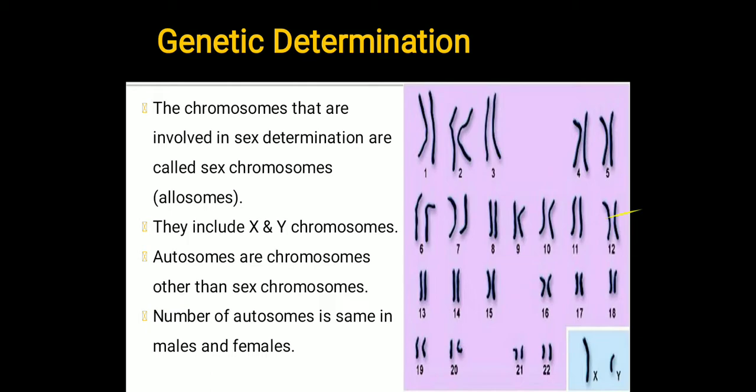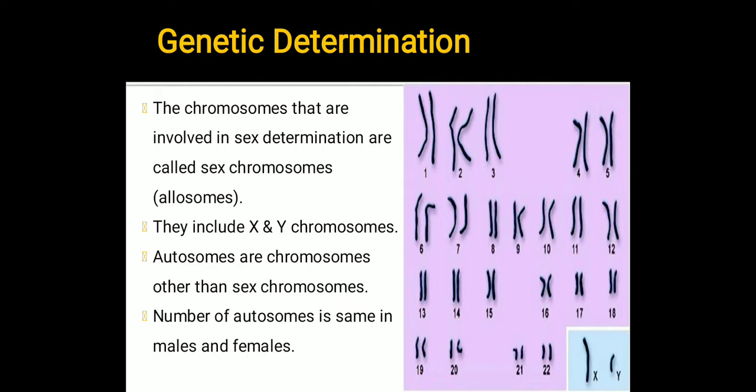Next one, genetic determination. Here I am giving this picture. We have 23 pairs of chromosomes. This is the structure of the chromosomes, sometimes called karyotyping. The structural identification of chromosomes is called karyotyping. This is the structure of each and every pair of the human nucleus.